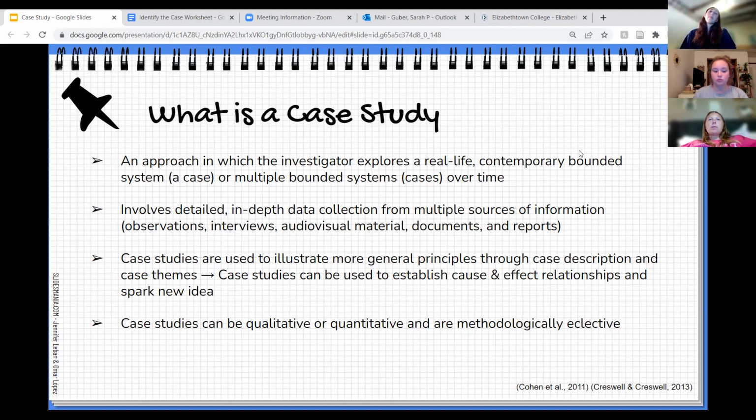This can include observations, interviews, audiovisual material, documents, and reports. Case studies are used to illustrate more general principles through case description and case themes. Case studies can be used to establish cause and effect relationships and spark a new idea. Case studies can be qualitative or quantitative and are methodologically eclectic.